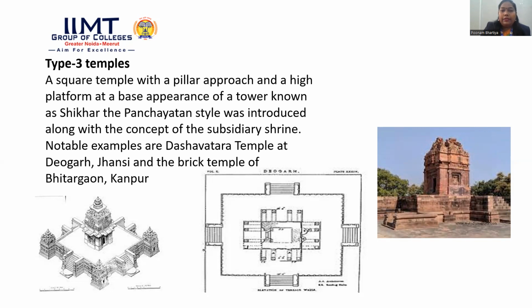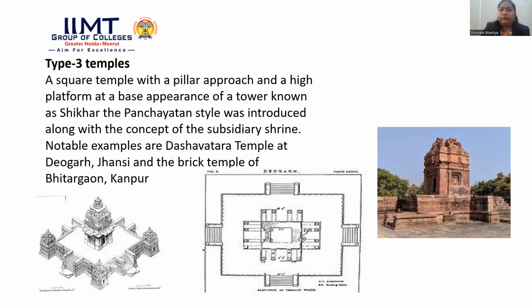The notable examples are the Dashavatara temple at Deogarh, Jhansi, and the brick temple of Bhitargaon, Kanpur. And Panchayatan style is a way of making temples. In the next slide, we will understand the Panchayatan style. And subsidiary shrines are part of the Panchayatan style. Subsidiary shrines are related to the main god and his family. The Garbhagriha belongs to the main god, and the subsidiary shrines belong to his or her family.